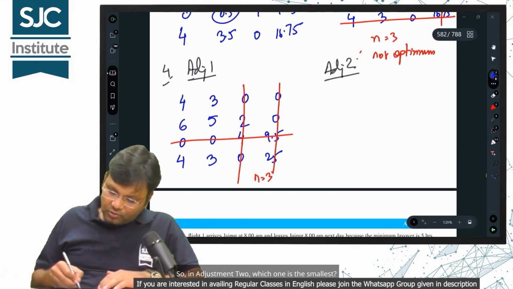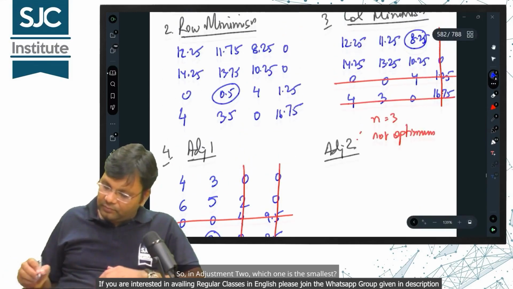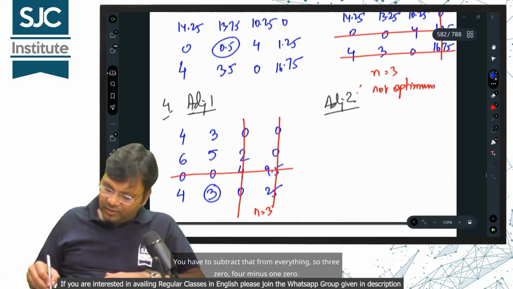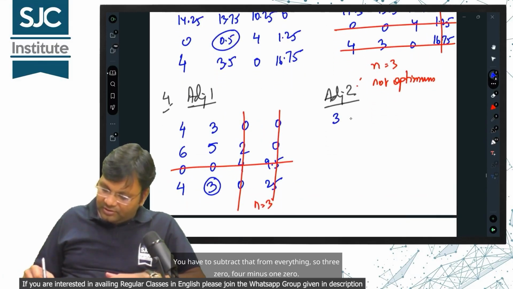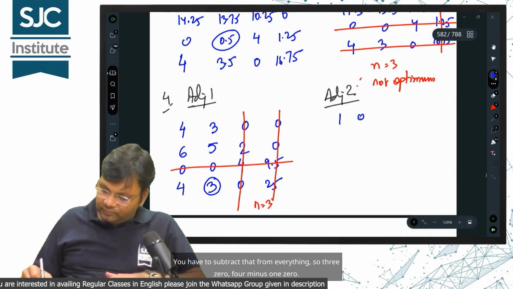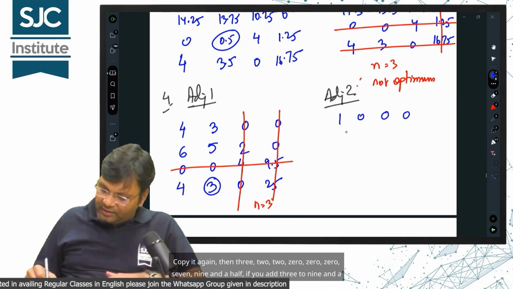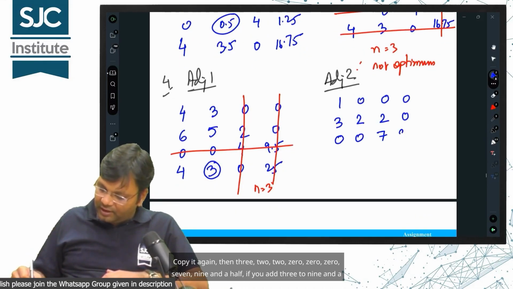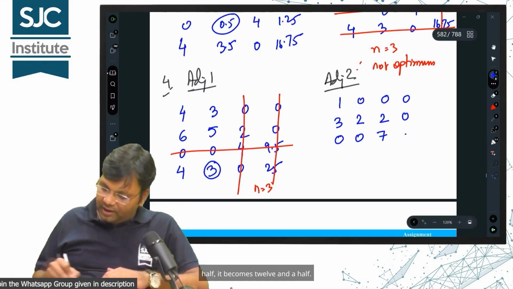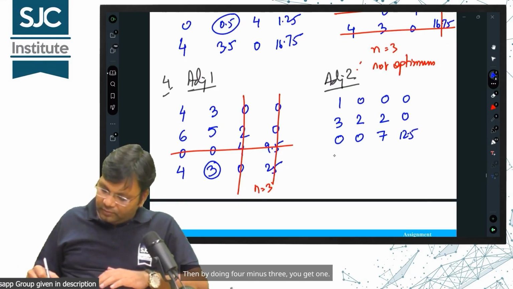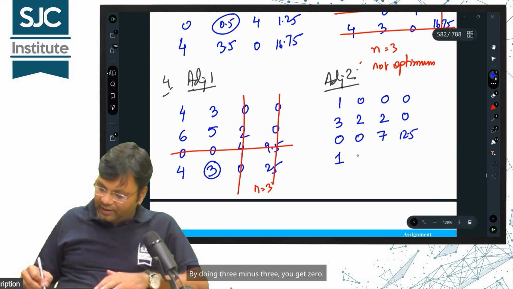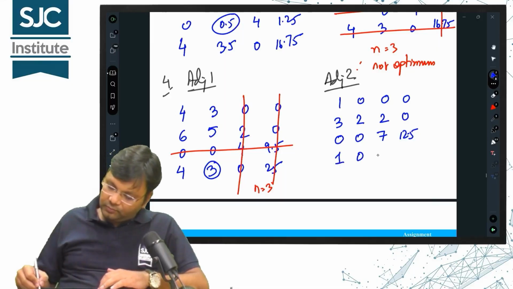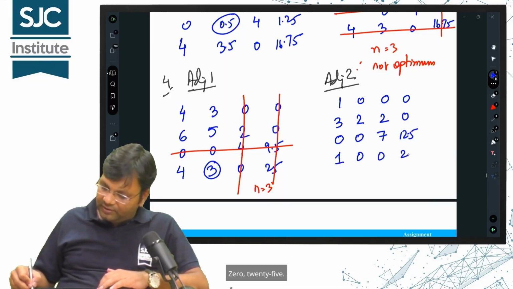So, in adjustment 2, which one is the smallest? 3. You have to subtract that from everything, so 3, 0, 4 minus 1, 0. Copy it again, then 3, 2, 2, 0, 0, 0, 7, 9.5. If you add 3 to 9.5, it becomes 12.5. Then by doing 4 minus 3, you get 1. By doing 3 minus 3, you get 0. 0, 25.